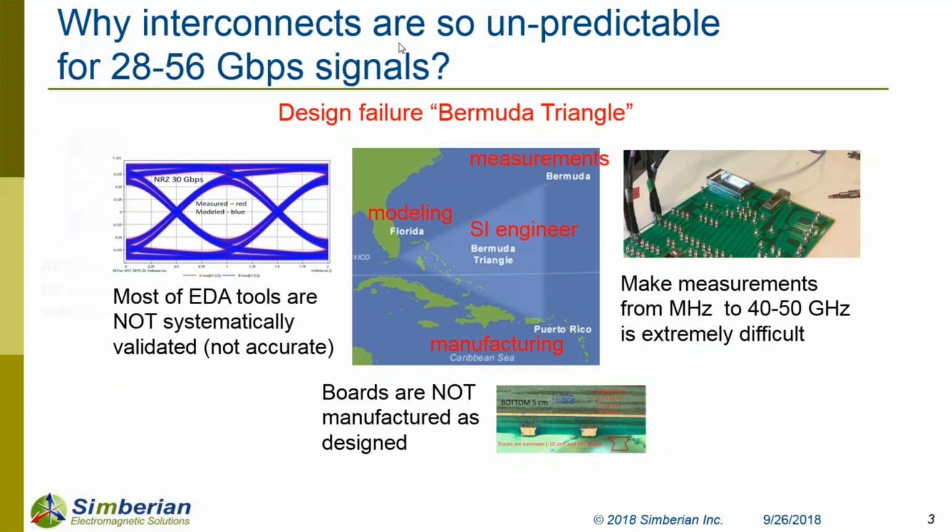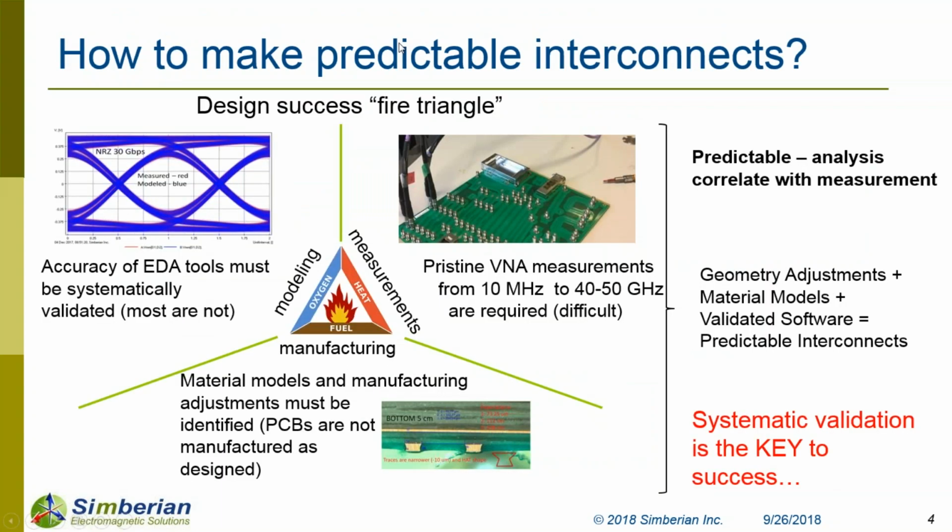So what can we do instead? Well, we can make predictable interconnects. Here we have a design success fire triangle. If we focus on these three elements, we come closer to a systematic approach for predictability of PCB interconnects. The first of those is modeling: the accuracy of the EDA tools must be systematically validated. That must be done on a systematic basis, not just for a few test strips, but on a whole broad range of interconnects as usually found on production boards.